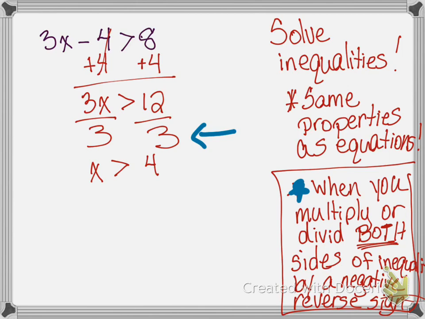Now, I'm going to graph it. Even if the directions do not say graph it, it's easier to go from the graph to interval notation than it is to do interval notation without the graph. So I would graph it. So here I've got 0, 1, 2, 3, 4, 5.